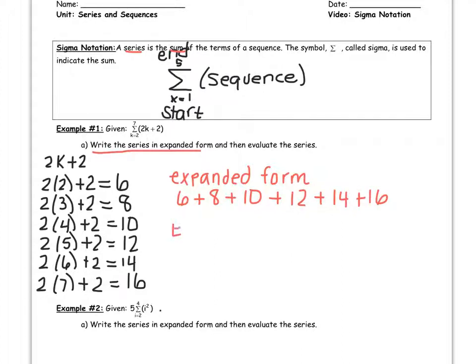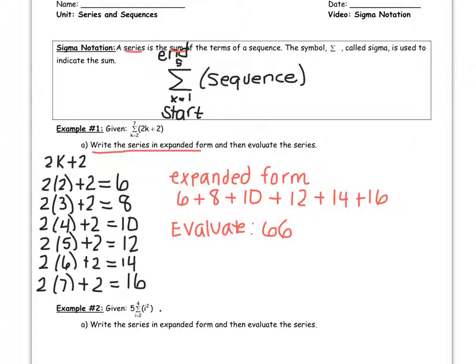And when I ask you to evaluate it, I'm asking you to tell me what the sum is. So if you took a minute and typed all this into your calculator, 6 plus 8 plus 10 plus 12 plus 14 plus 16, you'll get an answer, and that answer is your sum. So take a minute, type it, and hit resume when you're ready for the answer. Okay, I got 66. So when you evaluate the sum, you get 66.